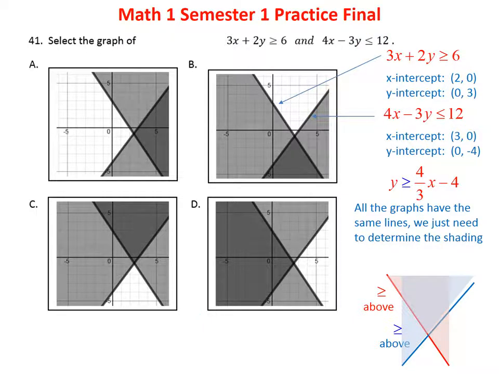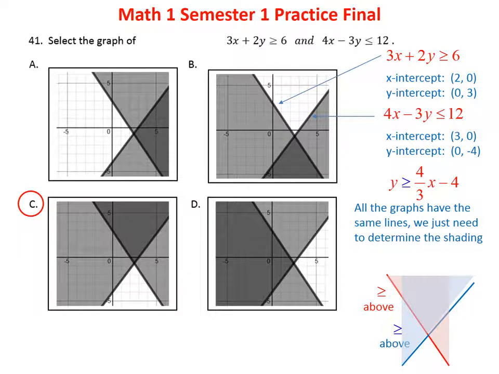I'm looking for, on the first one, it's above. On the second one, it's above. And so when you're looking for which one has the two X's, or both shades, it's going to be the top. My answer to this question is C. Watch out for that one.